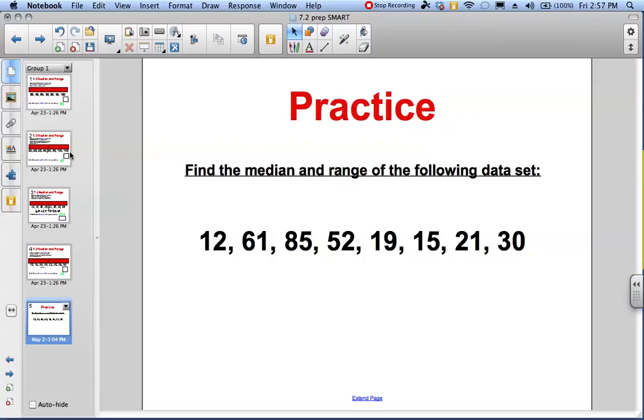So median and range, what I'd like you to do is, of this data set, I want you to find the median and the range. Remember to put all your numbers in order first. You can't really find the median or the range until you've done that.